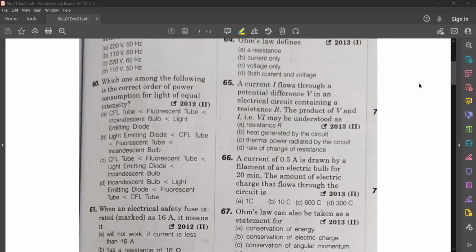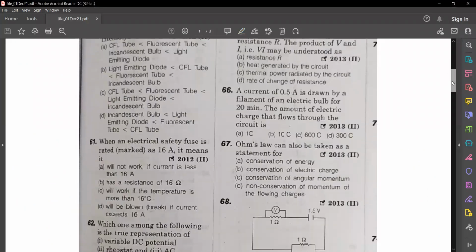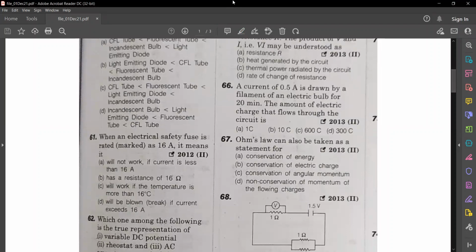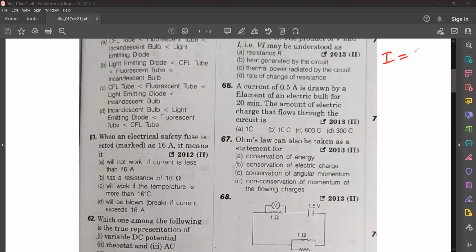Next question, question number 66. A current of 0.5 ampere is drawn by a filament of an electric bulb for 20 minutes. The amount of electric charge that flows through the circuit is. Very direct question. Please do and comment the answers.